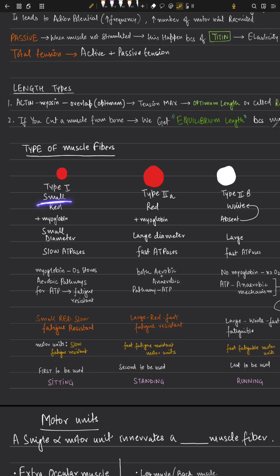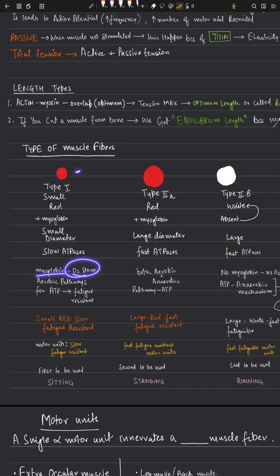Cool. It is smaller. Smaller means it is very fast. Okay, no, opposite. Sorry, not fast. It should be slow because it's small. Because if a muscle is small, it means less number of motor units. If a muscle is big, more number of motor units. Small, red. Cool. Myoglobin present. It's smaller in diameter. It is slow ATPase because less number of motor units. Slow ATPase. Fast ATPase because of the size. Fast ATPase because of the size.